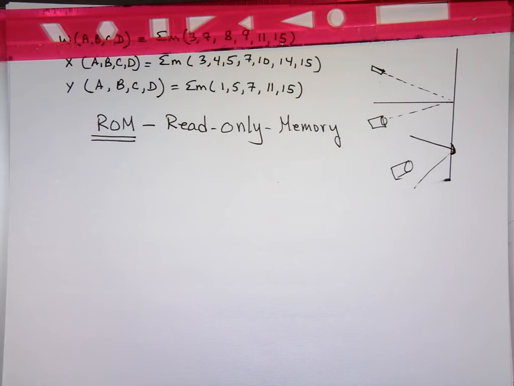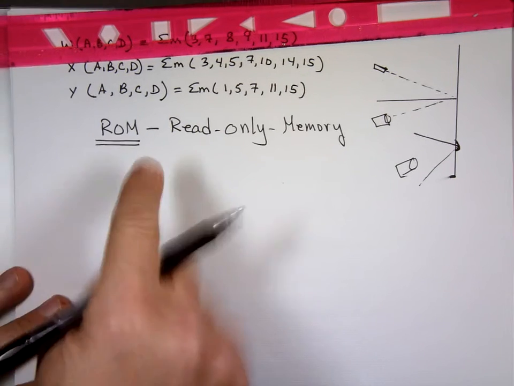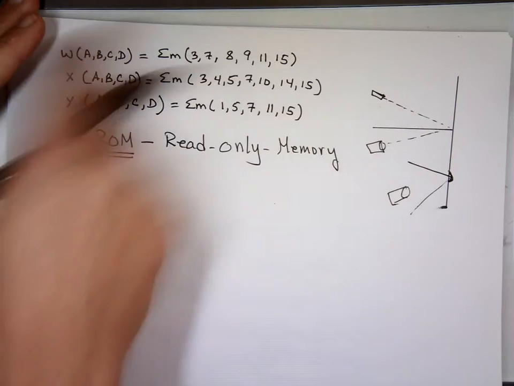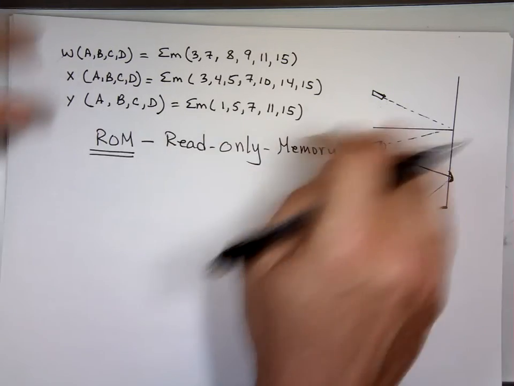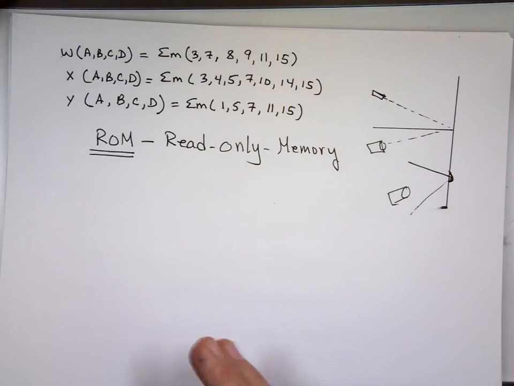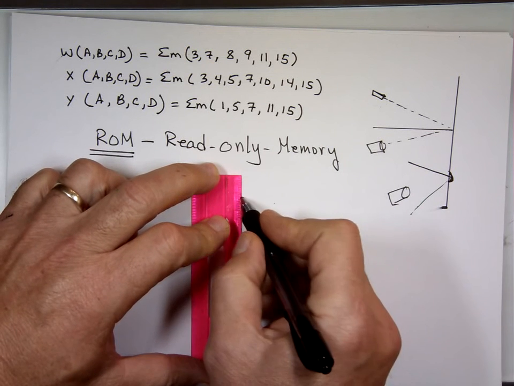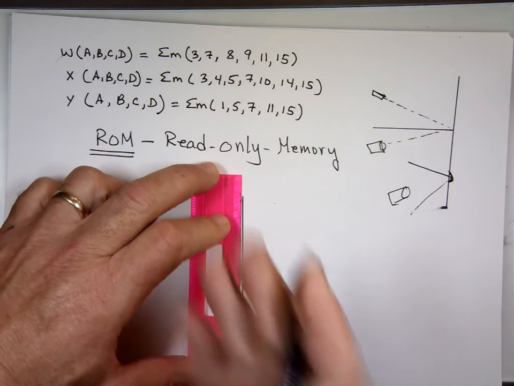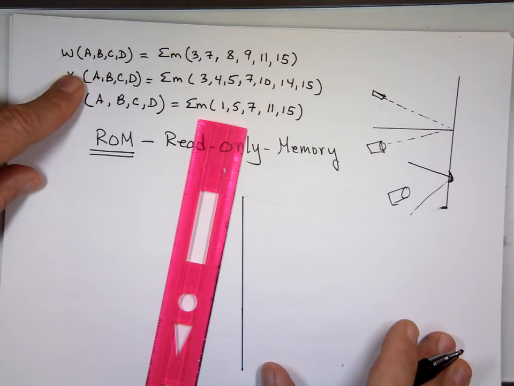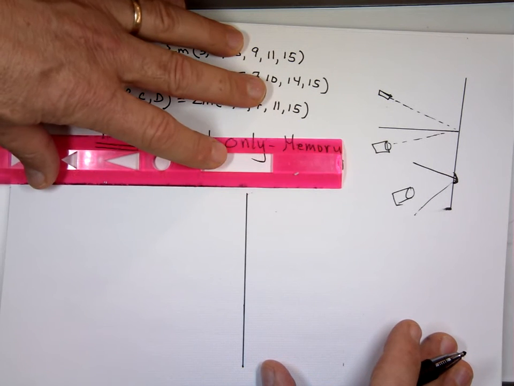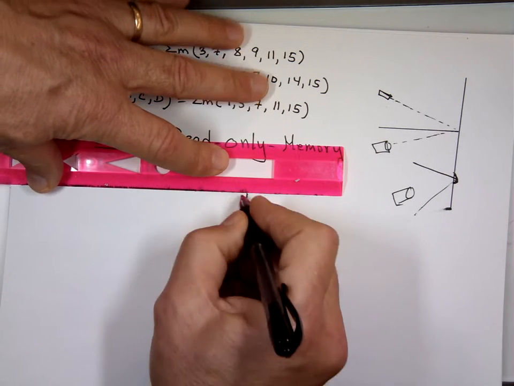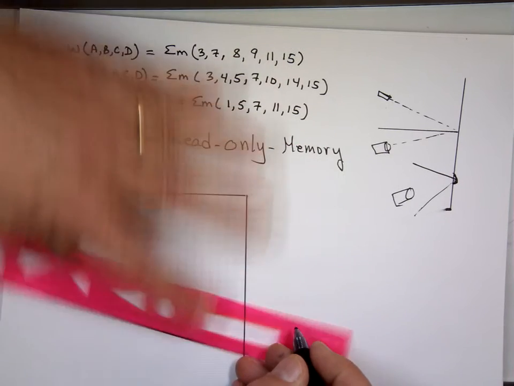So if you actually want to design or get a chip that has this on it, you send this to the factory. And what the factory does, now we're using physics here. So I don't need a big one. Notice this is four inputs. Four inputs has how many combinations? 16. So this will be 16 rows.